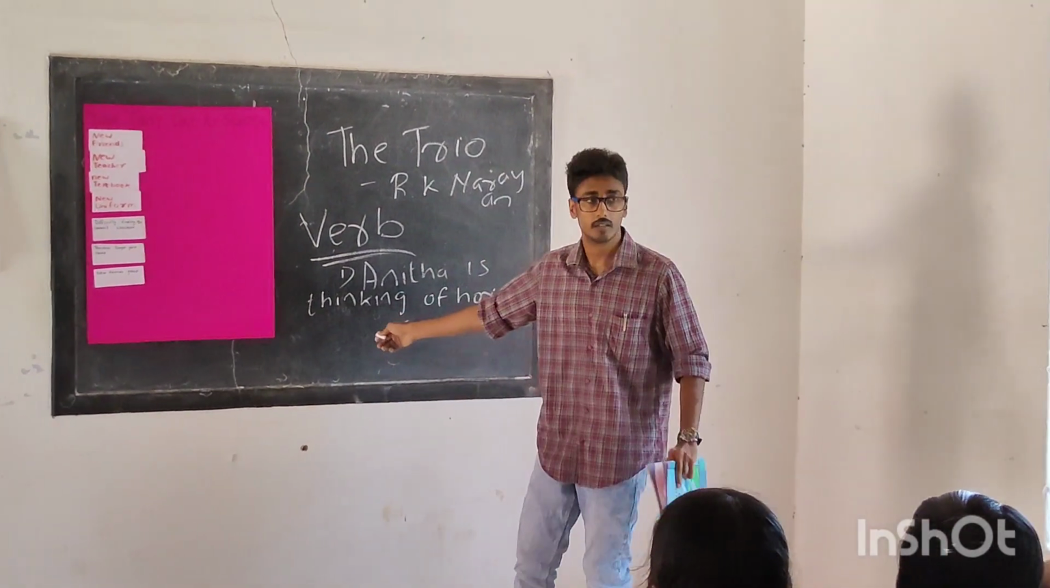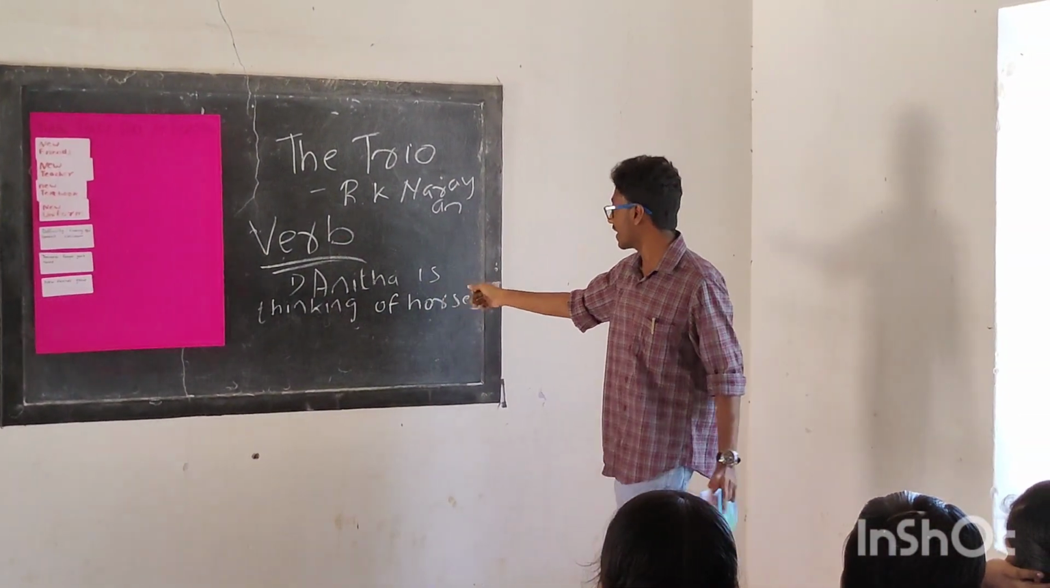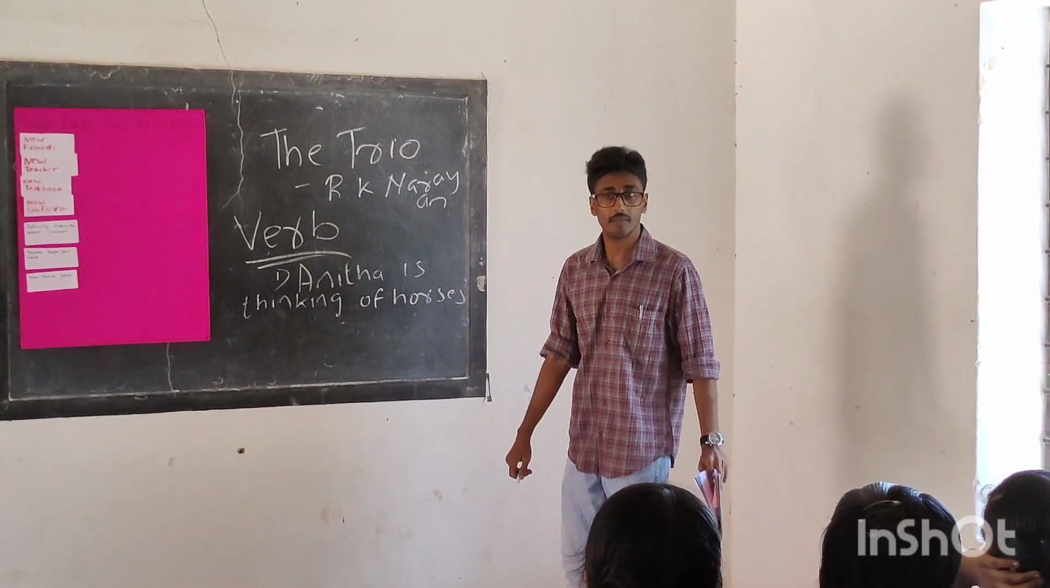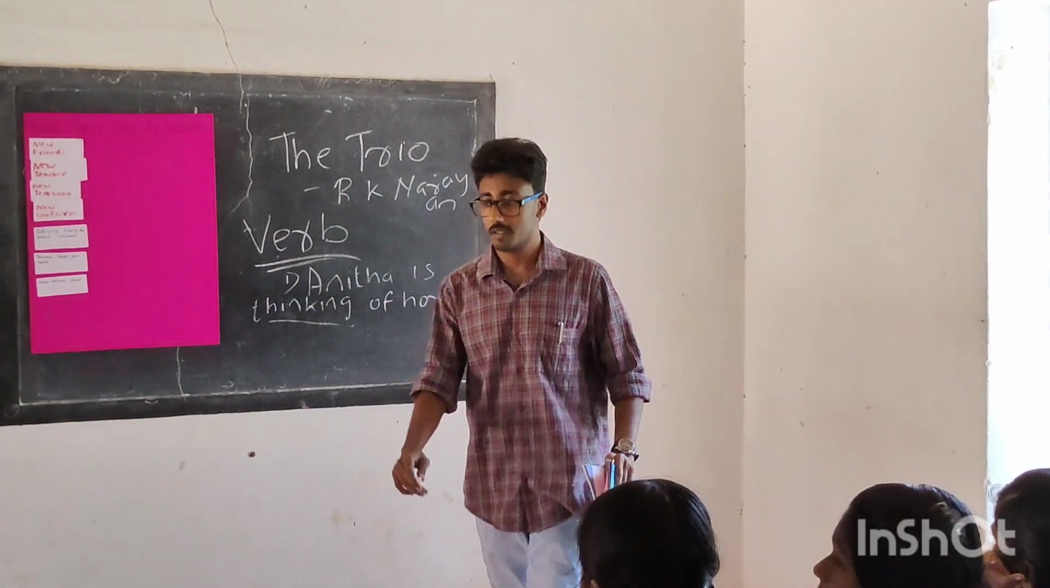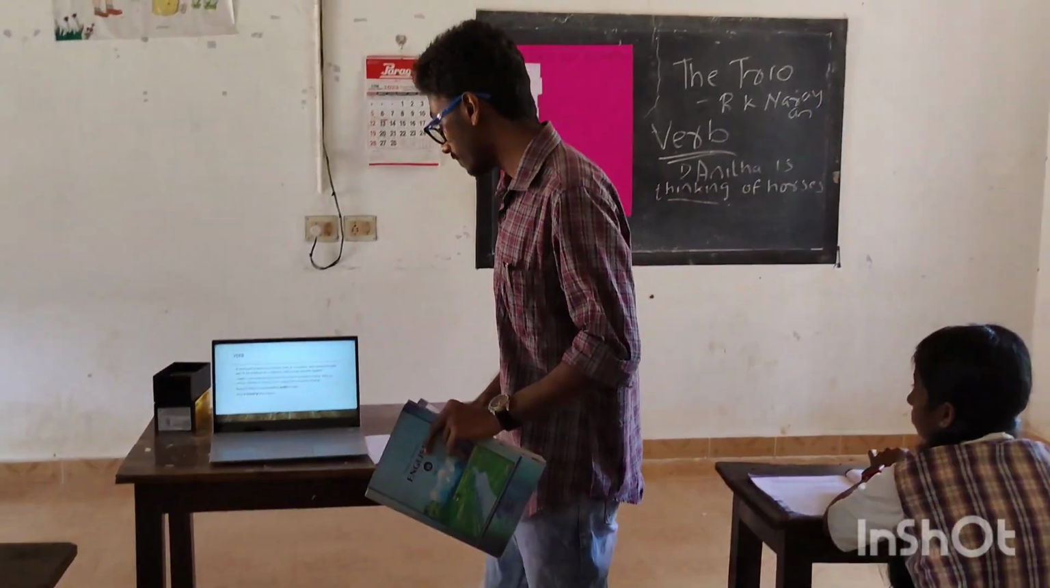Can you read this? Anika is thinking about courses. What's the verb here? Thinking. Yes. Very good. Thinking. Right? Okay, look at the next example.